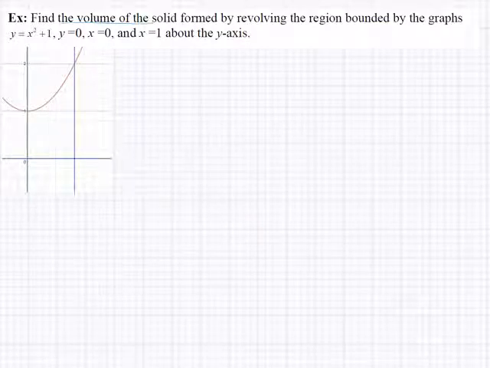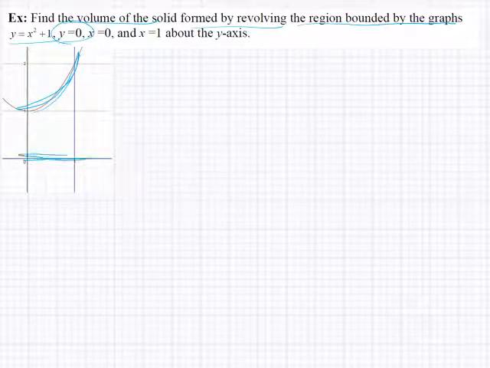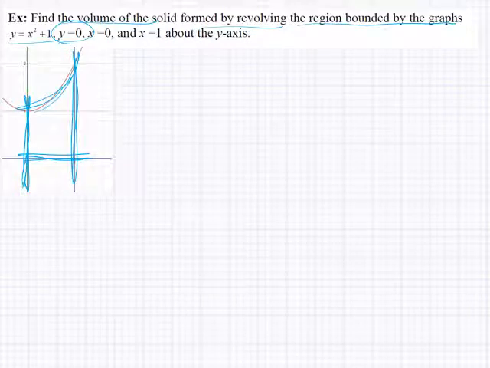Find the volume of the solid formed by revolving the region bounded by the graphs of y equals x squared plus 1, which is this red curve, this parabola; y equals 0, which is the x-axis; x equals 0, which is the y-axis; and x equals 1, which is this line. So the space that's bounded by all this is in here.